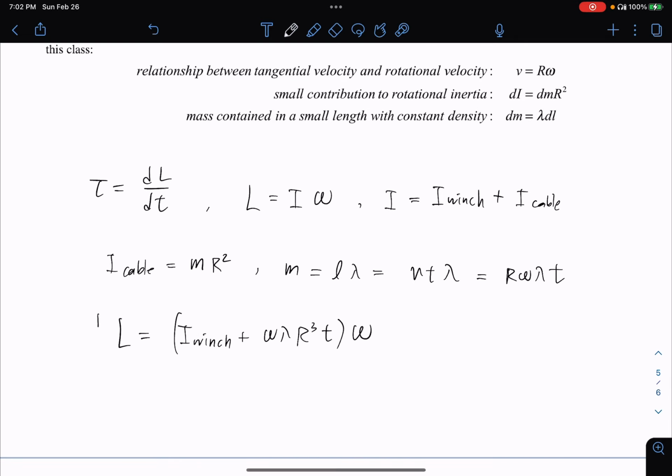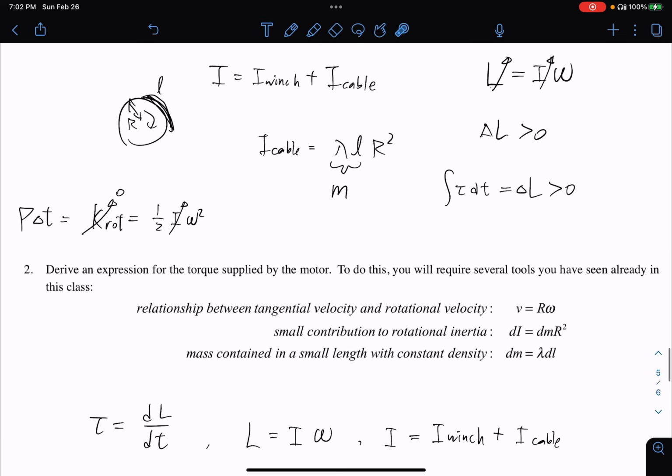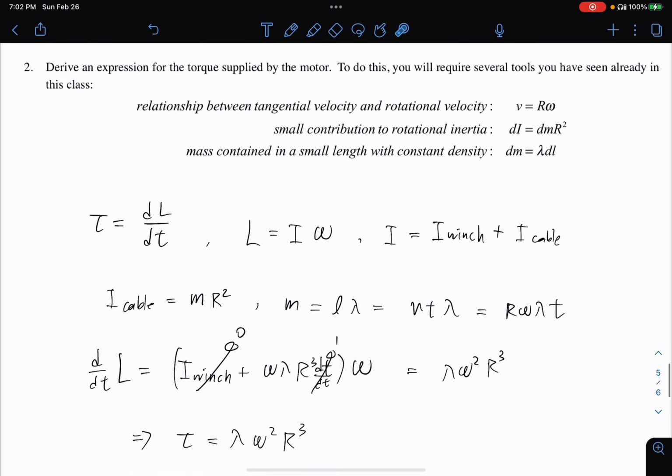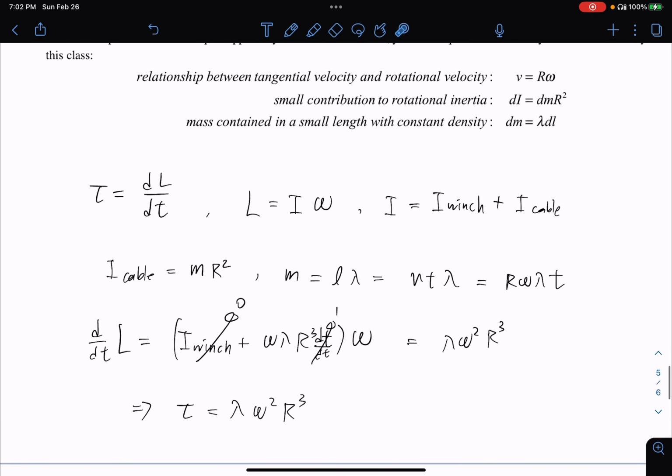So the time derivative will give you a time derivative here. So the answer will be lambda omega squared r cubed. So here's how we get the torque. It will be proportional to the mass density of the cable, and the faster you rotate, the bigger the winch is, the bigger the torque.